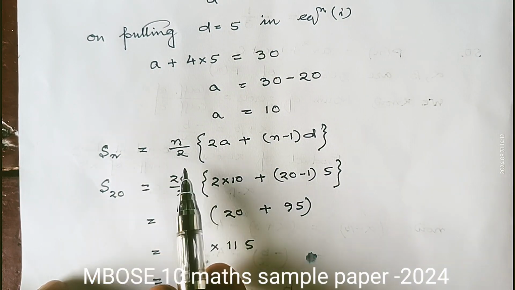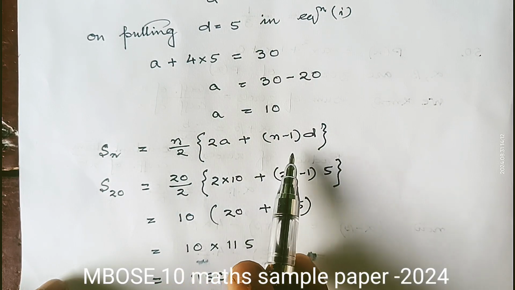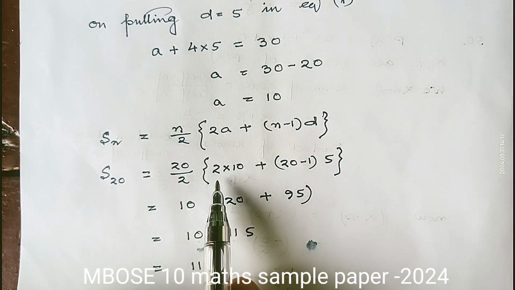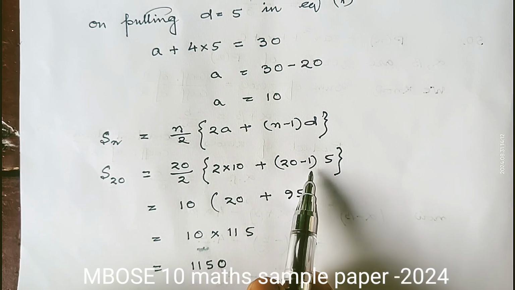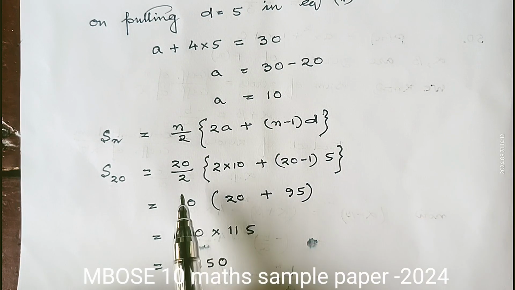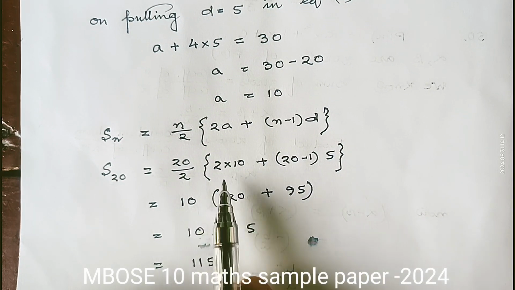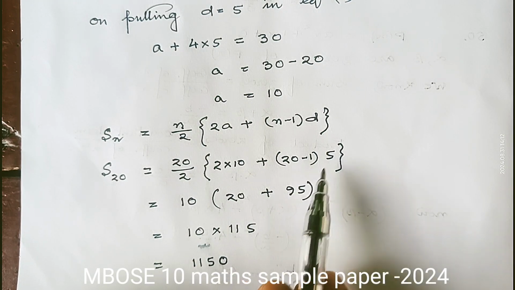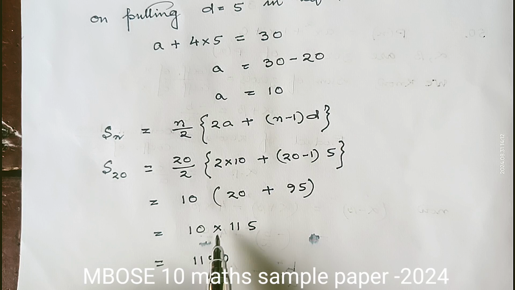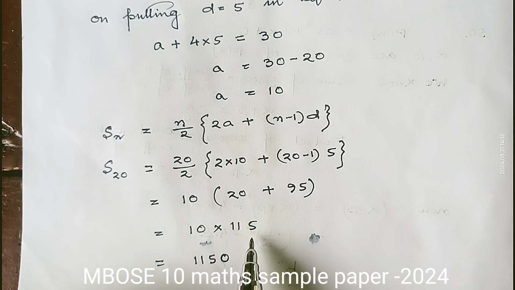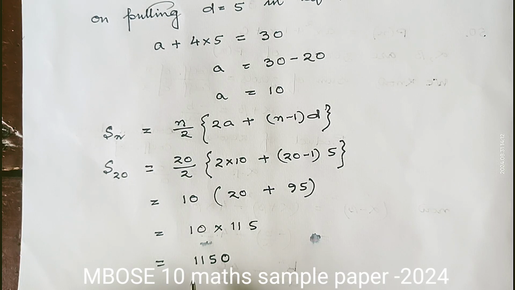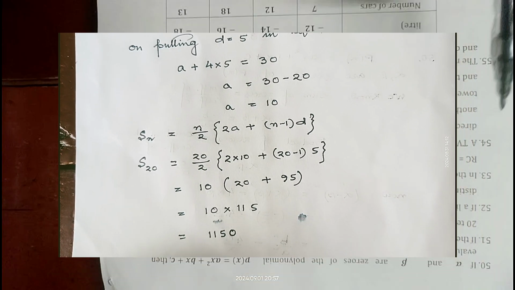Now we know the sum formula is n by 2 into [2a plus (n minus 1) into d]. So the sum of 20 terms will be 20 by 2 into [2a plus (20 minus 1) into d]. Here d is 5. So 20 by 2 is 10, into 20 plus 19 into 5, and 19 into 5 is 95. So 10 into 95 plus 20 will give 115. 115 into 10 is 1150. Therefore the sum of the first 20 terms is 1150.